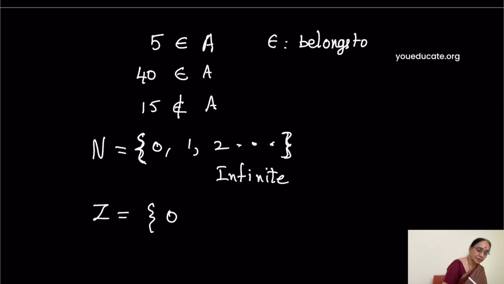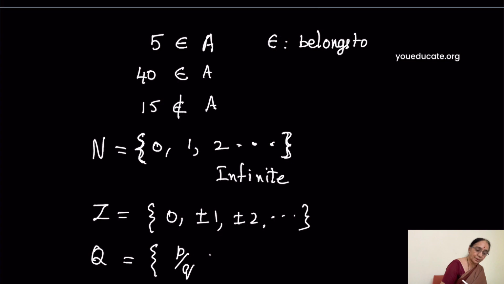So also Z: 0, plus or minus 1, plus or minus 2, with the 3 dots, and close it. Infinite set. Q, now you can write Q as p by q, and then you have to define what p and q are. p and q are integers, belongs to. So I am using the symbol belongs to. p and q belong to Z and q not equal to 0. This is how I can write Q.